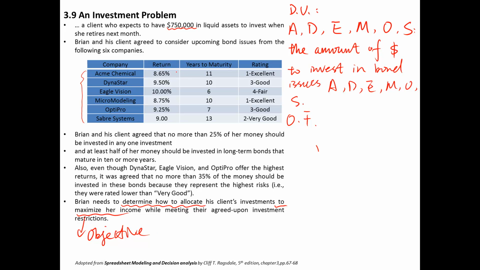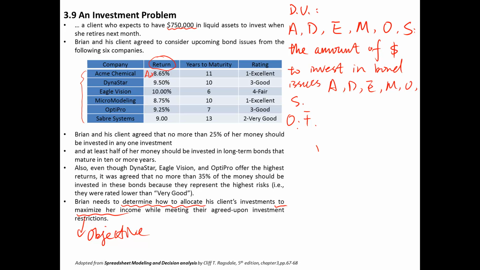Income from any investment comes from the returns, right? So for $1 that we invest in A, we will get 8.65 cents out. And for every $8 invested in this bond, we get 8.65% times this A value. So that's the return we get from investing in bond A. Then with a similar format, we get those returns multiplied by the amount of money represented by our decision variables.